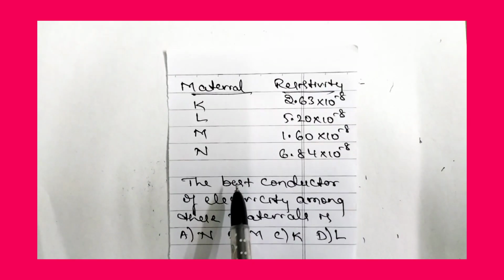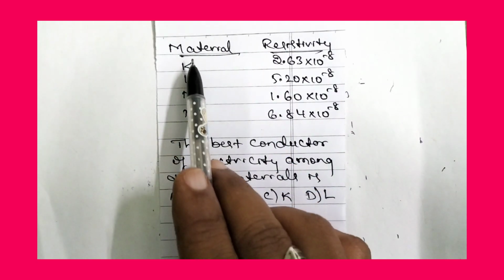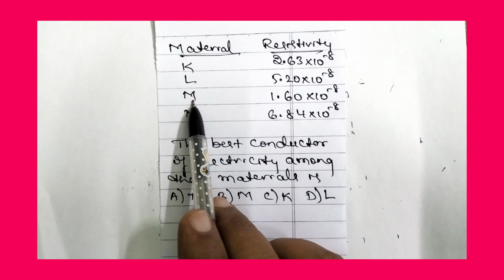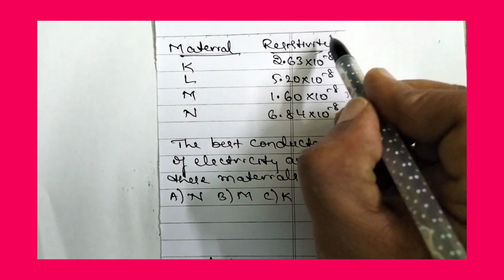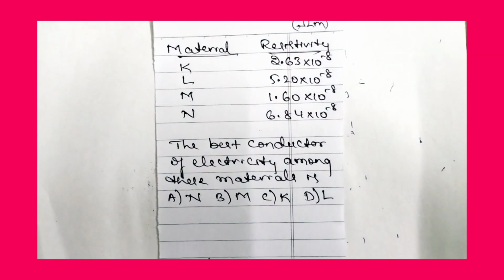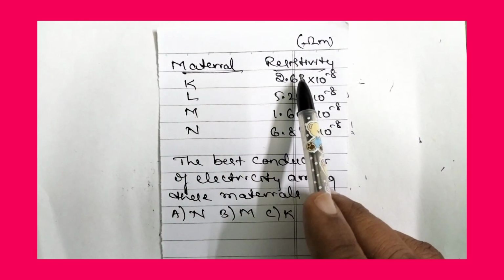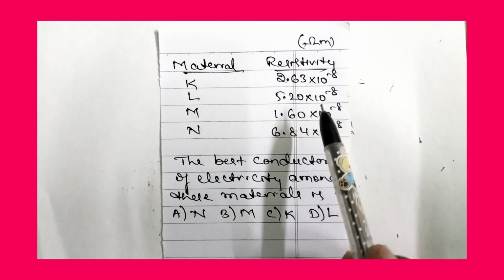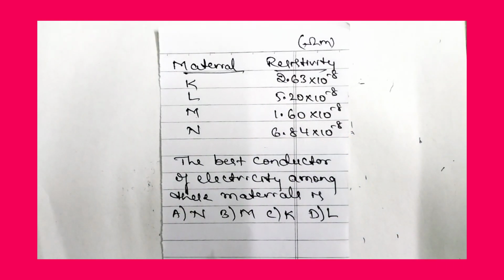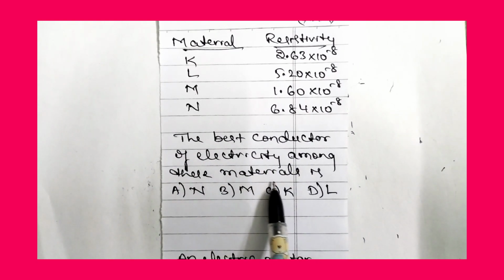So now let us move to the next question. Here they have given a table. The materials K, L, M, N are given. The resistivity is given in ohm metre. So K, L, M, N are the four materials, and their resistivity is given. So using this we have to decide which is the best conductor of electricity among these materials.